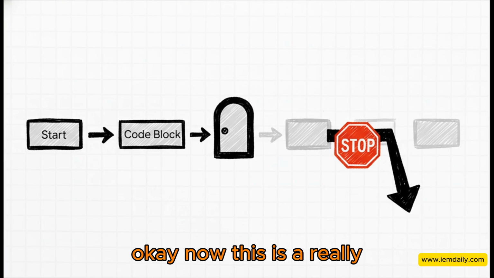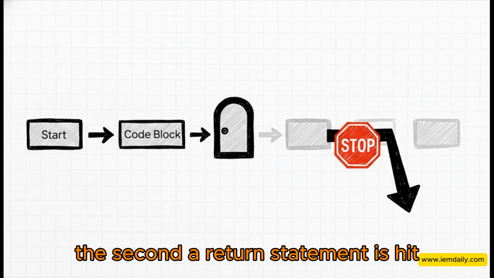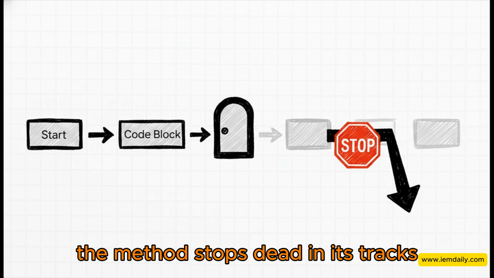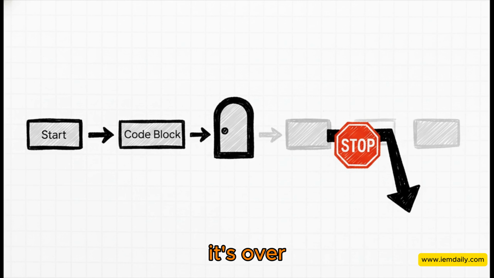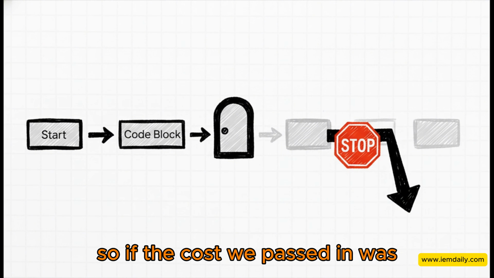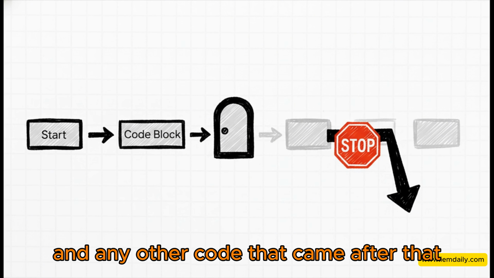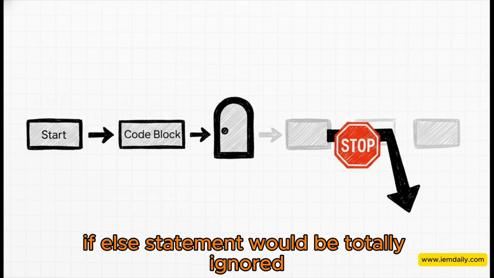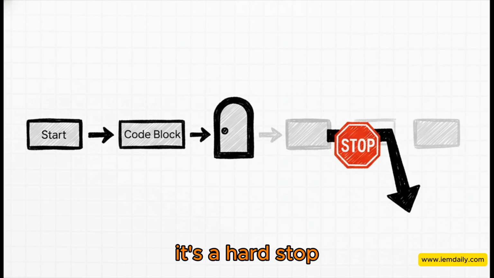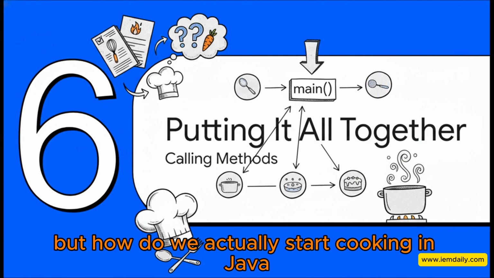Okay, now this is a really important tip, especially if you're studying for a test. The second a return statement is hit, the method stops dead in its tracks. It's over. It immediately exits and sends that value back. So if the cost we passed in was, say, 12, the code would hit return pen, and any other code that came after that if-else statement would be totally ignored. It's a hard stop.